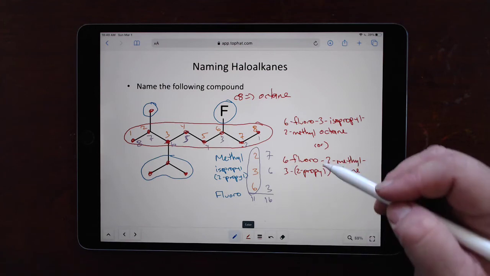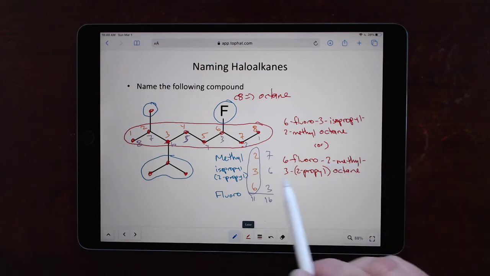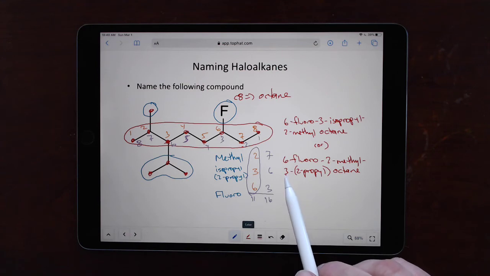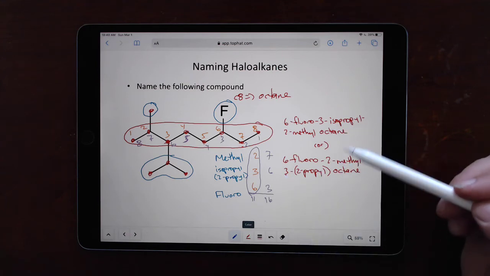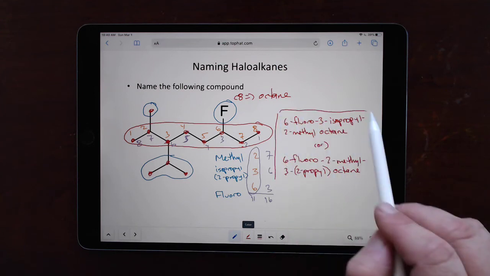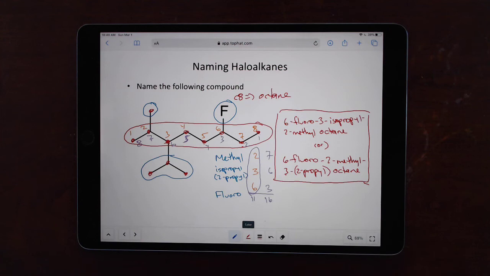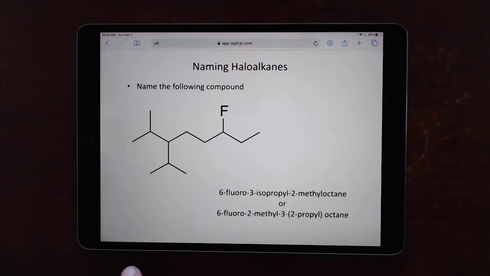2-propyl is kind of a bit of a mouthful. Now, don't put 2,3-propyl because I wouldn't know what that means. Or it just means you've got 2 propyl groups in there. But it's a 2-propyl group hanging off of carbon 3. You can use either one. It's just whichever ones you're comfortable with. Either one is perfectly acceptable. Okay. So, there you go.